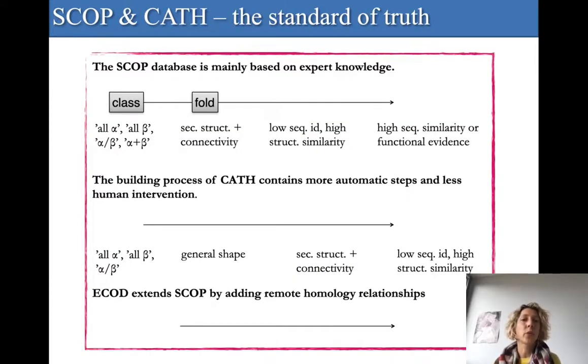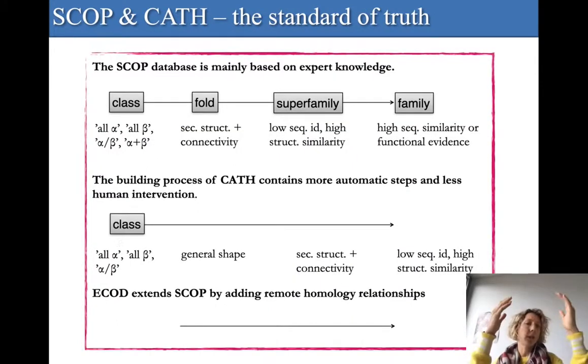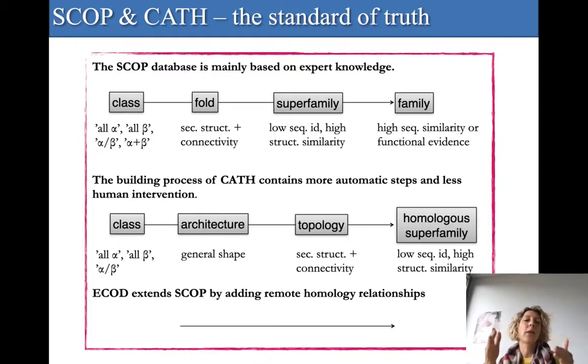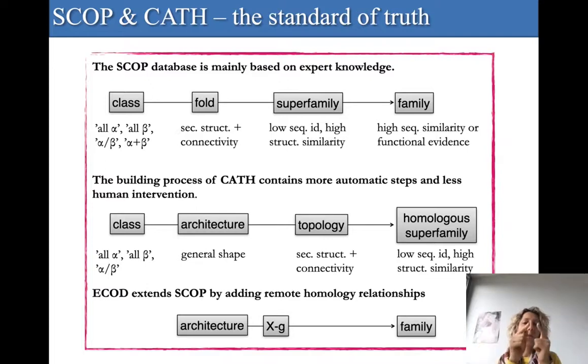Okay, so just to compare the topology between SCOPE and CATH, the classification. In SCOPE you have fold; in CATH you have architecture, which is not fold. It's in between. I would say the topology of CATH is kind of similar to the fold in SCOPE, and the architecture is something additional. And you see superfamily, homologous superfamily: it's similar, but the definitions are slightly different. And ECOD extends SCOPE by adding remote homology relationships. That was what I was talking about. So there is some notion of architecture here and some remote homology ensembles.